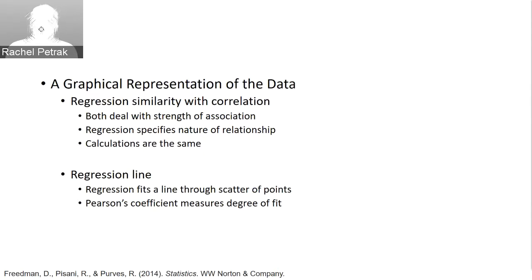Correlation's essential to doing regression, and both give us the strength of the association, but regression specifies the nature of the relationship. So the calculations are the same, but it has to do with the way that the relationship is specified and the conclusions that can be made. So when we fit a regression line through scatter points, the correlation coefficient measures the degree of fit of the points to the line.